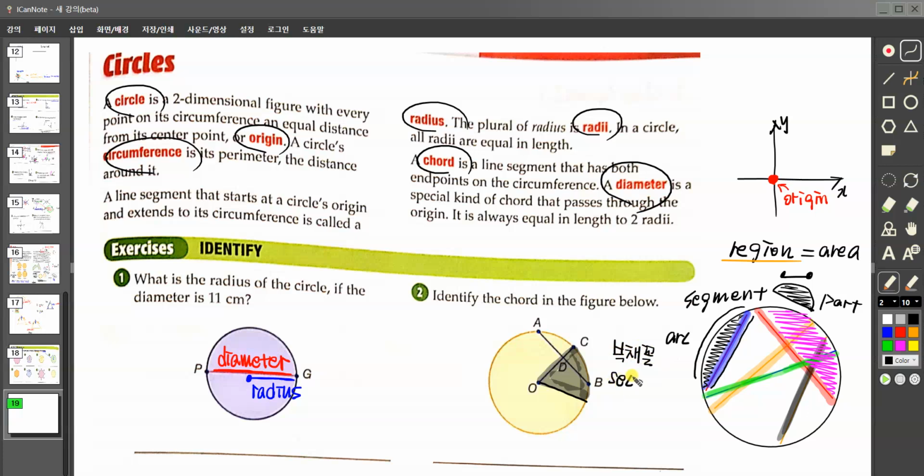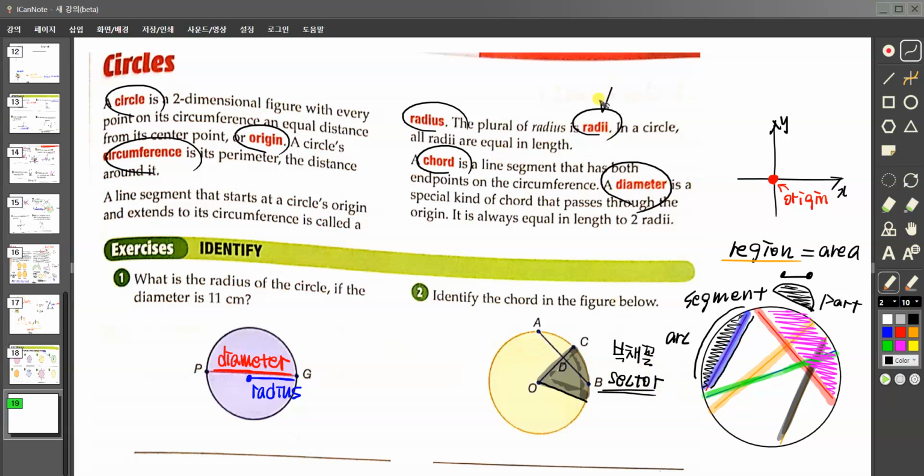But we can call this a sector. There are so many different sectors, like pizza. You need to know these names.